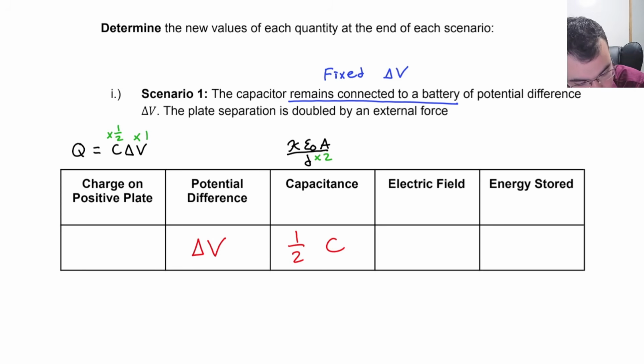So my charge must also have halved. And it makes sense because delta V is Q over C. So Q and C must be doing the same thing in order to get that same delta V. All right, what about electric field?